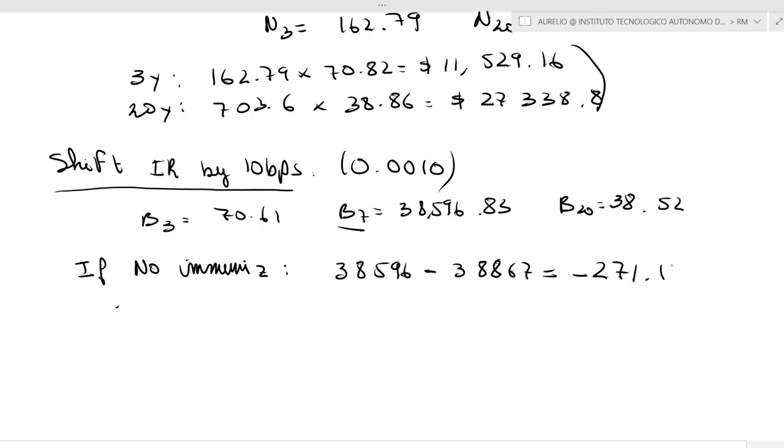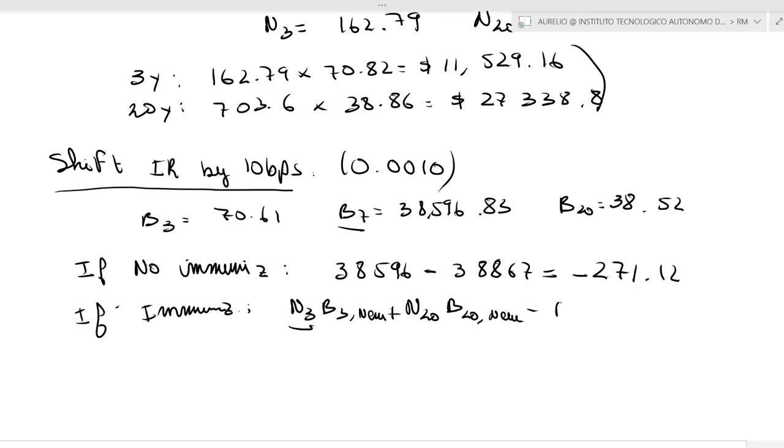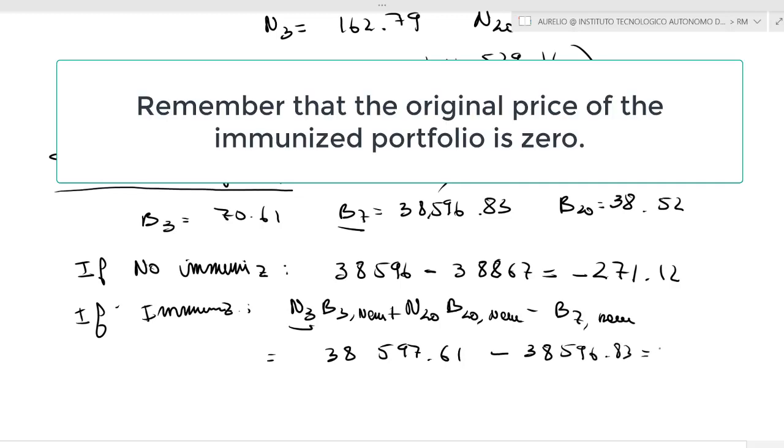Now, if immunization, meaning I went and I bought the 3 and the 20-year bond. In this case, I'm going to have N3 B3, where N3 is the original one, which was 162, and B3 is the new one, plus N20 and B20, of course the new one here, minus B7, and here the B7 is also the new one. So I'm going to get 38,597.61 minus the new B7, 38,596.83. So I get a difference of just 78 cents.